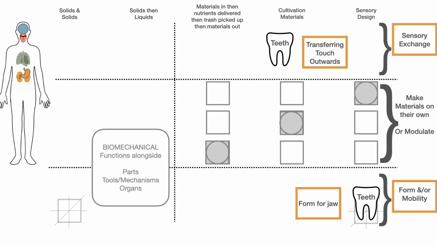All right, so hanging with that simplified template, where we're just showing the functionality for the systematic functions, the teeth are not in there. So for this one, as far as what they provide function wise, they can transfer touch outwards, and they can help with form for a jaw.